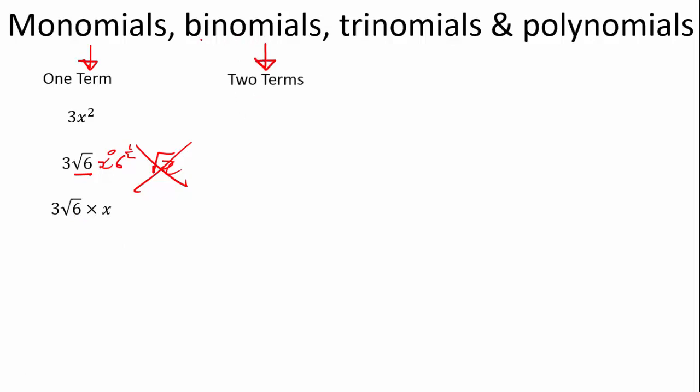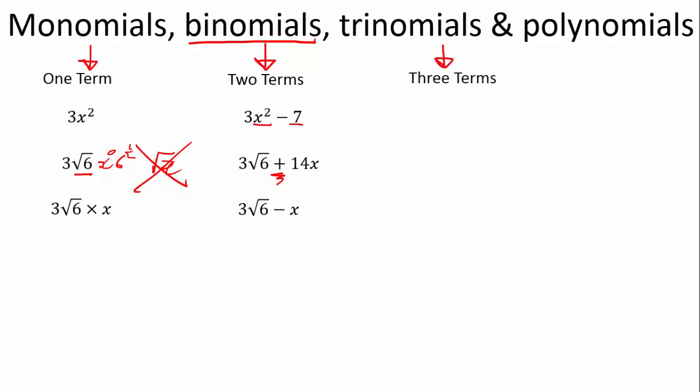A binomial is two terms, a very important thing that you're going to use in the future. 3x squared minus 7, these are two separate terms. 3 root 6 plus 14x, again there are two separate terms. And 3 root 6 minus x, two separate terms. Then we look at trinomials with 3 terms, and then we can see there's 3 terms there. These are not like terms, so it's 3 separate terms. Then we have a constant, an x variable and a y variable, 3 separate terms. Here again we have a constant, x, y, 3 terms.